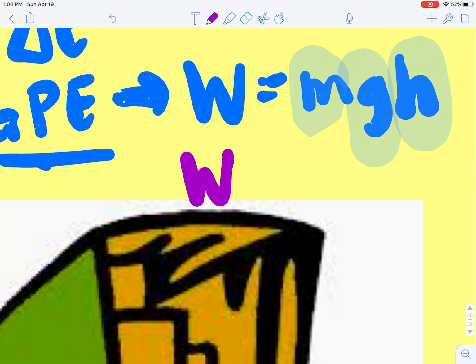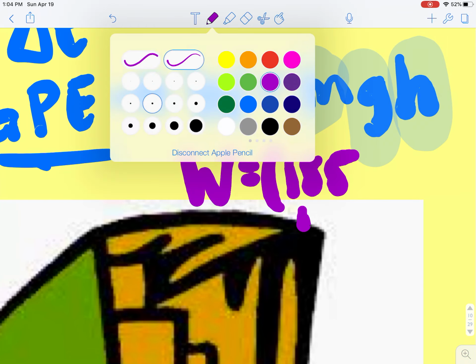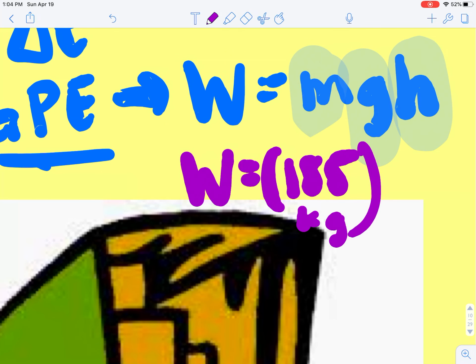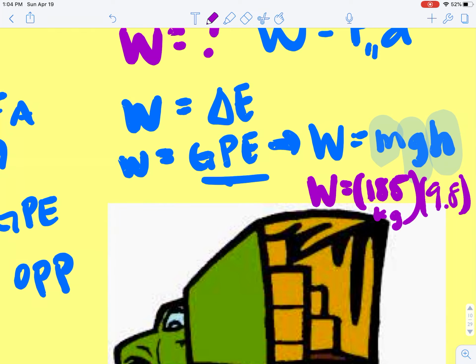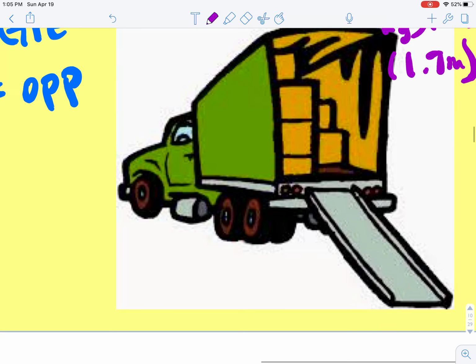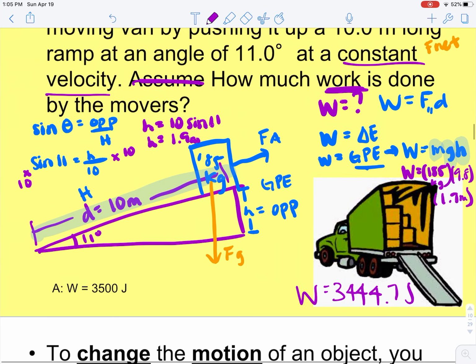So now I have enough information. I can plug into this work equation. The mass is 185. That problem tells us that. Let me make this a little less big. And I know acceleration of gravity is 9.8, and I'm smushing this all in here, I apologize, but you're multiplying all these values together. So 185 times 9.8 times 1.9. I actually get that the work is equal to 3,444.7 joules. Again, that work is measured in joules.